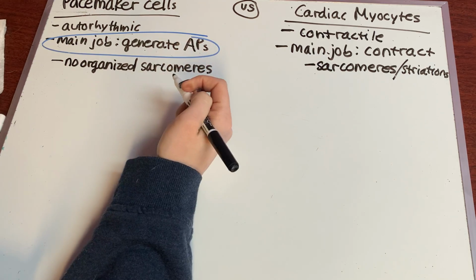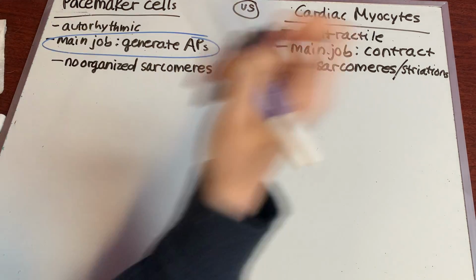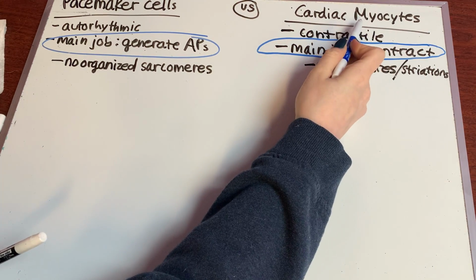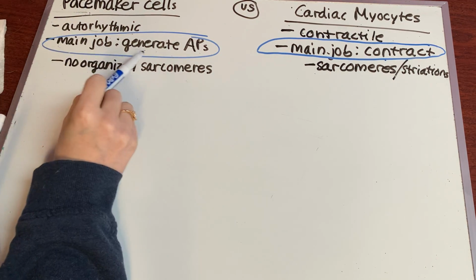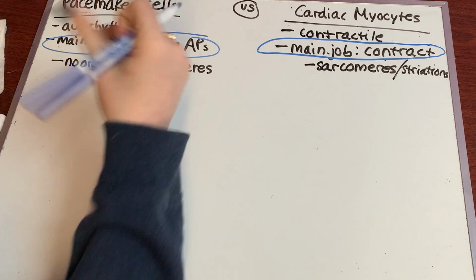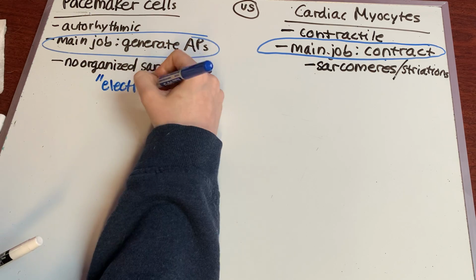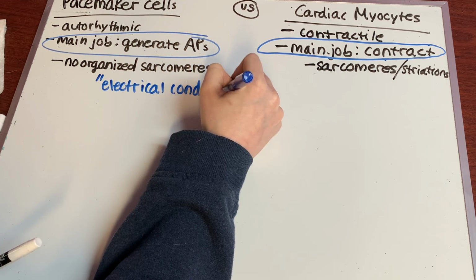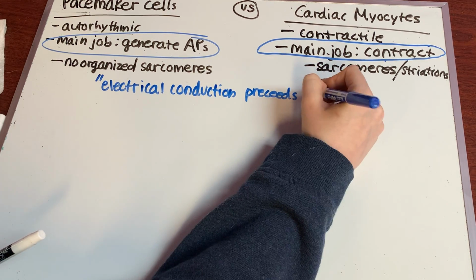Okay. So I'm also going to circle this main job over here, to contract, because that's really the main thing to know: this cell type in the heart is for contracting, and pacemakers in the heart are for generating action potentials. And there's a little phrase I use: electrical conduction precedes contraction.